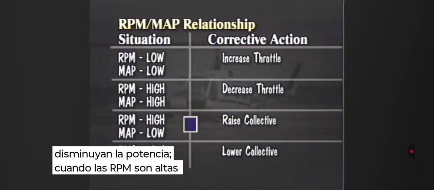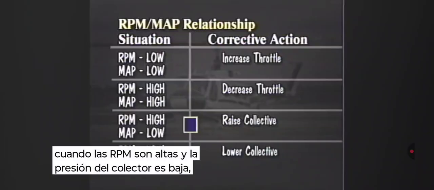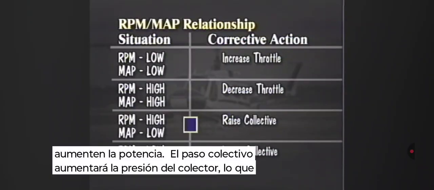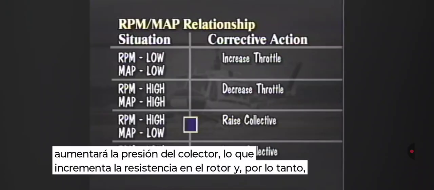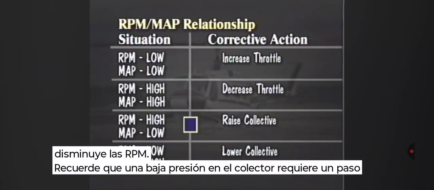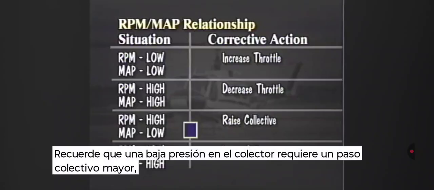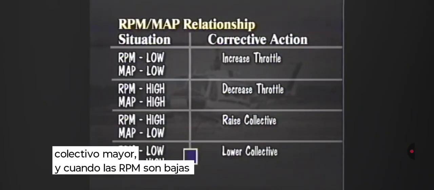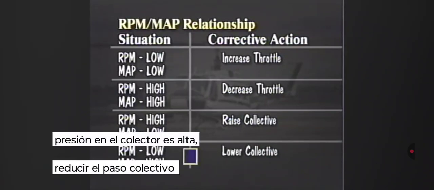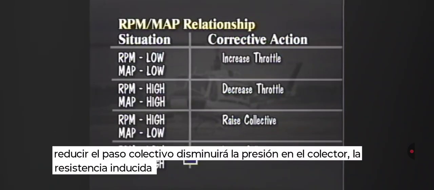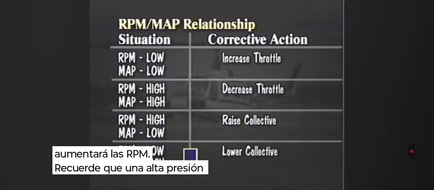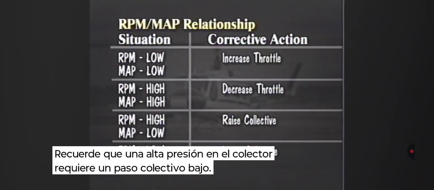When the RPM is high and the manifold pressure is low, raising the collective pitch will increase the manifold pressure, which increases drag on the rotor, thereby decreasing RPM. Remember, low manifold pressure requires higher collective. And when the RPM is low and the manifold pressure is high, lowering the collective pitch will reduce manifold pressure, decrease induced drag on the rotor, and increase RPM. Just remember, high manifold pressure requires low collective.